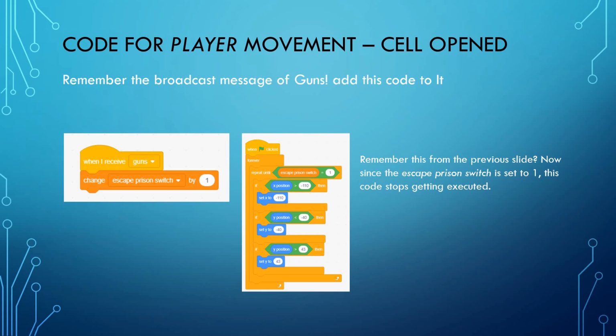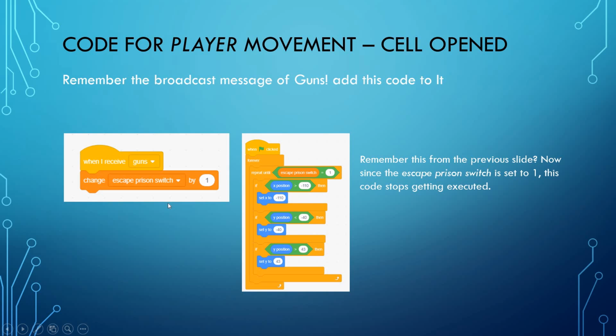Next, our code for player movement cell open. Remember the broadcast message of guns? Add this code to your project. Add this code to your bed, and this costume is already built, so do not build it again.